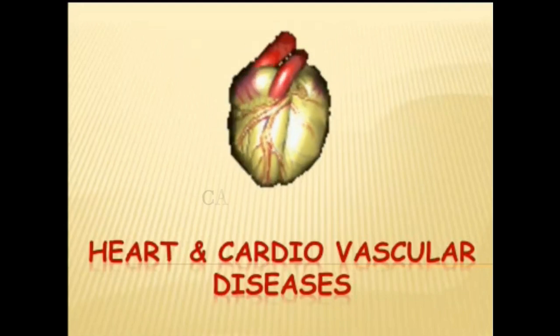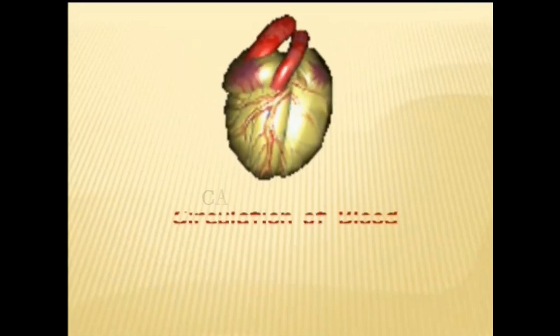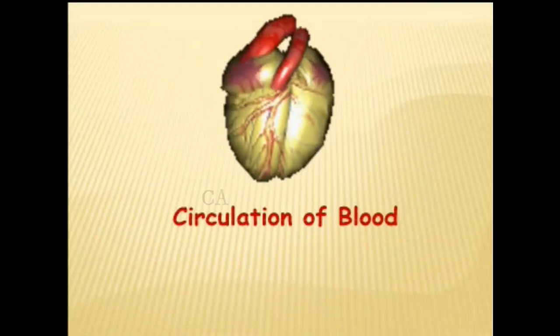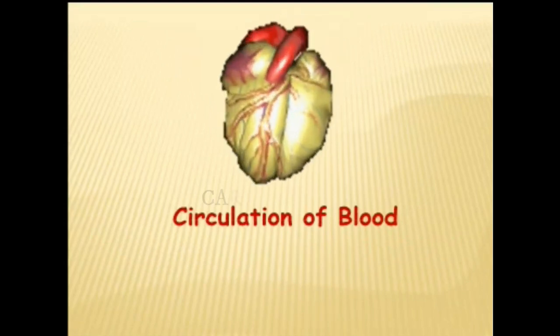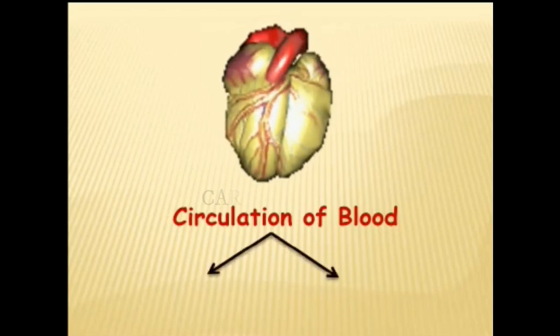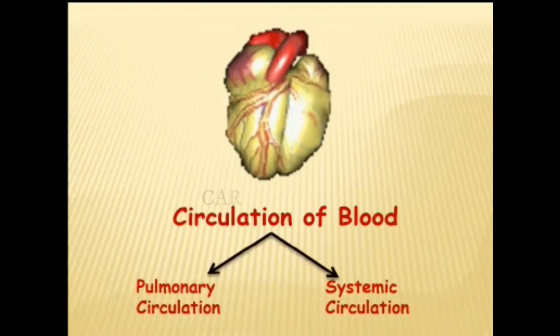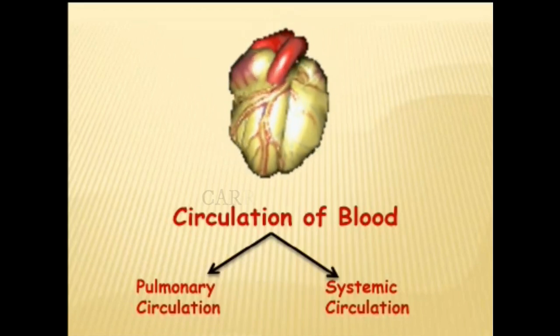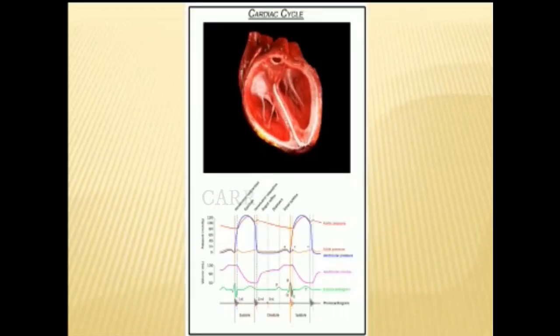Friends, as you know, the function of heart is to pump the blood, and when the blood is pumped, it goes into the circulation. We have two types of circulation, that is pulmonary circulation and systemic circulation. These pulmonary and systemic circulations we have seen in the previous video. Friends, this pumping of heart is due to the rhythmic contraction and expansion of the cardiac muscles.